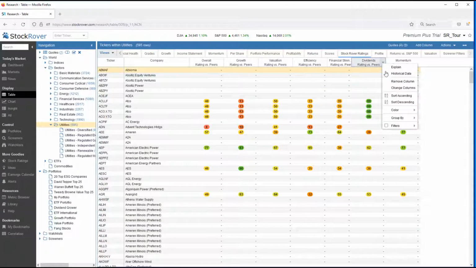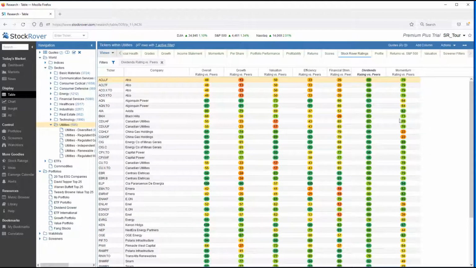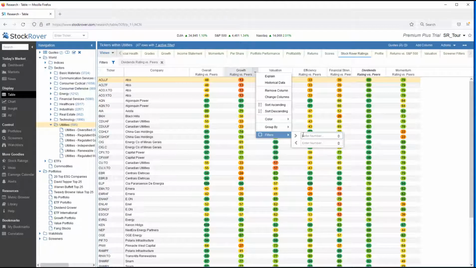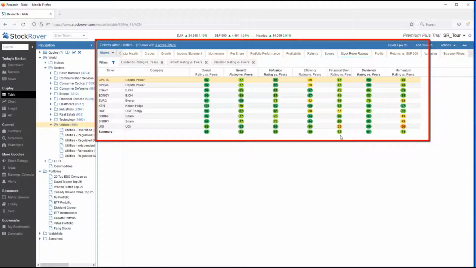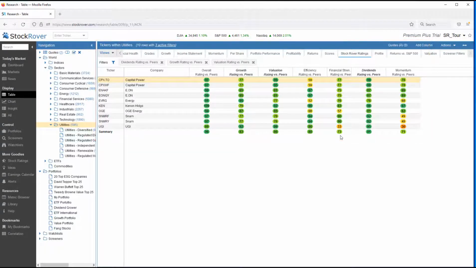I'll start by filtering on dividend ratings versus peers. I want to filter for a score greater than 75. Let's do the same for growth ratings versus peers. And let's finish up with valuation ratings versus peers. We've now narrowed things down a bit to 10 utilities, which are 7 distinct companies. I'm going to select some utilities from this list and load them into the correlation table.